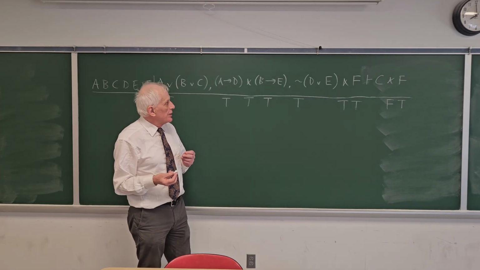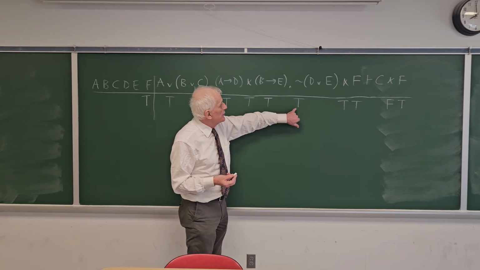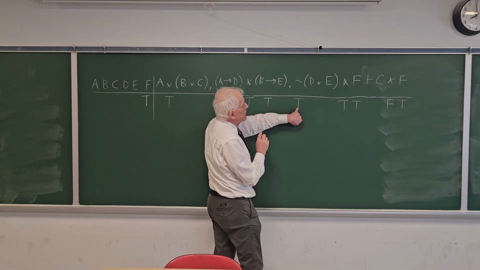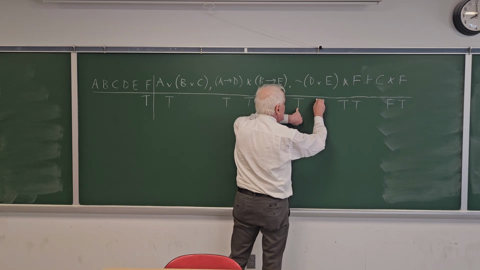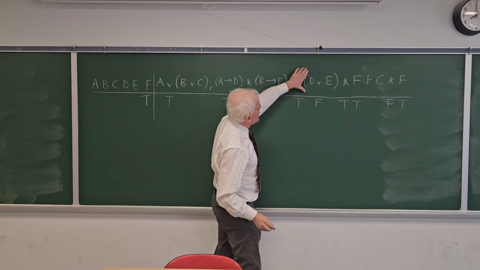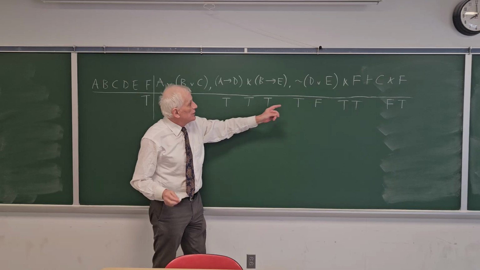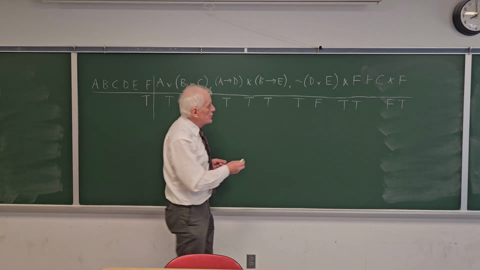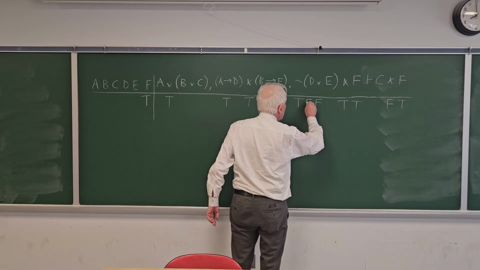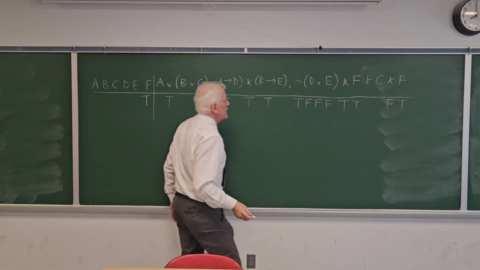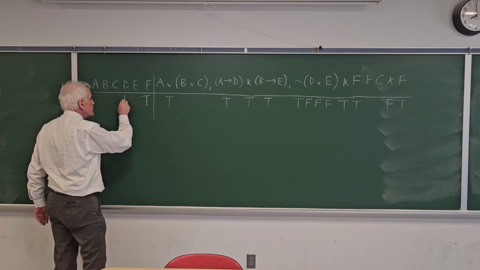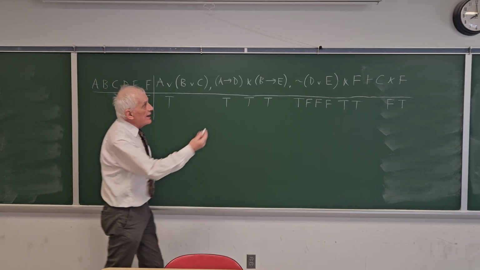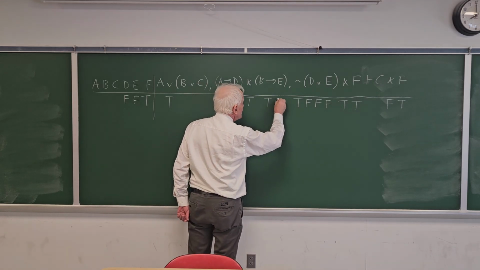Let's look at this one. So in order to have true under the negation, we must have false for what is being negated. So what's inside the parentheses must be false in order for its negation to be true. And there's only one way to make a disjunction false. That's by making both disjuncts false. So D and E are false. And we can take those then and put them into here.